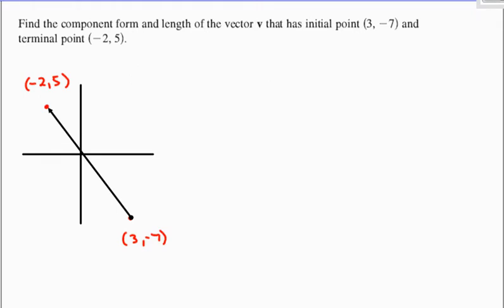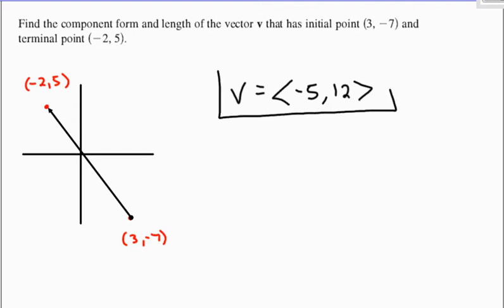And basically when we write the component form of the vector, we're telling somebody how to get from this point to that point, right? So when you've got it sketched, it's pretty easy to figure out, hey, this way we went, let's see, 3, then another 2 to the left. So we went 5 to the left. Then we went from -7 up to 5, so we went up 7 plus another 5, we went up 12. Right? That's all a vector is telling somebody. It's telling somebody how to get from the initial point to the terminal point.